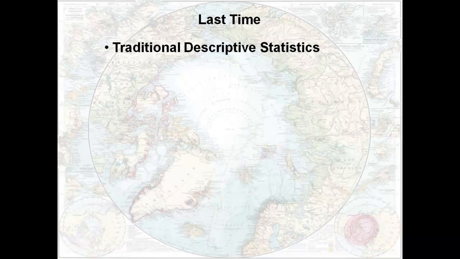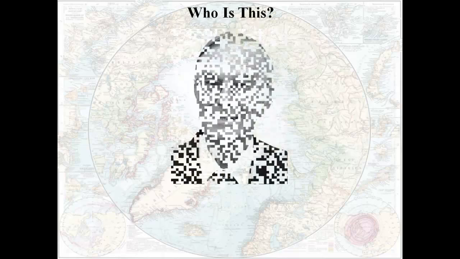So last time I talked about traditional descriptive statistics, the mode, the median, the mean, the variance, standard deviation, skewness, and kurtosis. The last method of interpolation I'm going to talk about is kriging, and the next 2 videos are going to be about kriging.